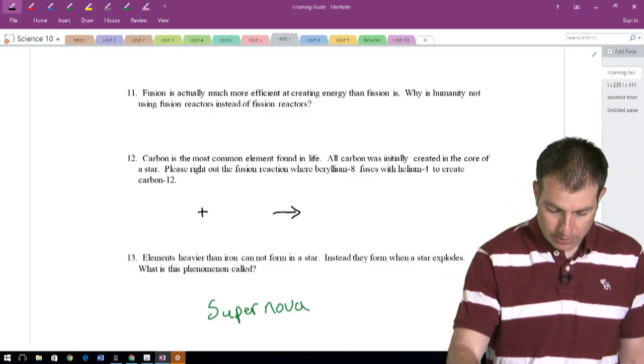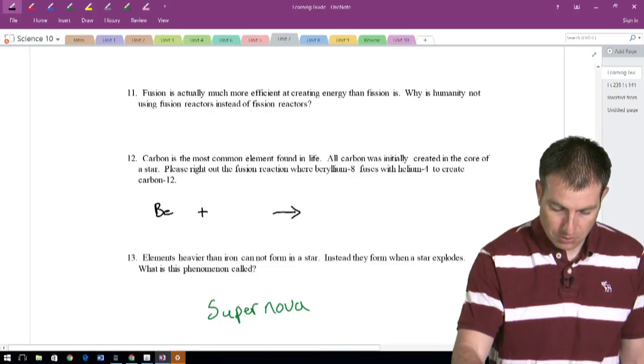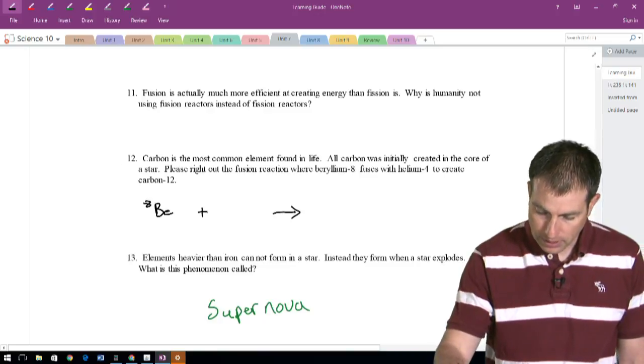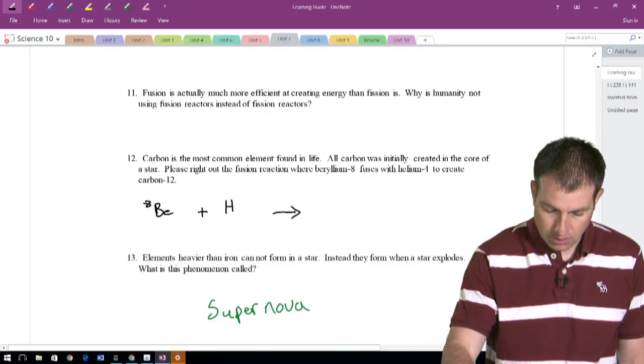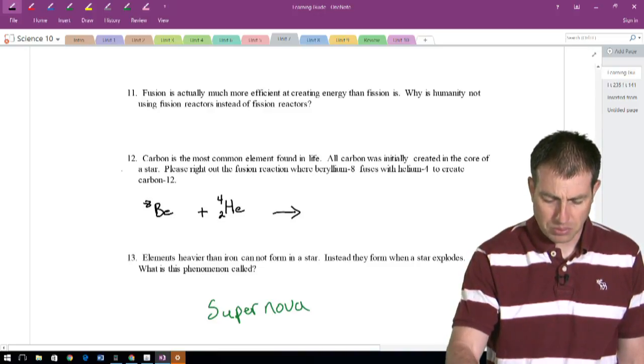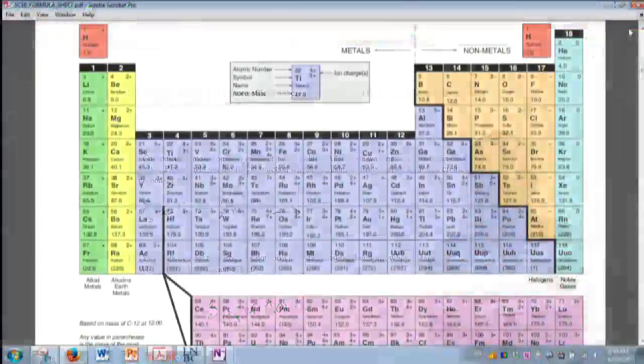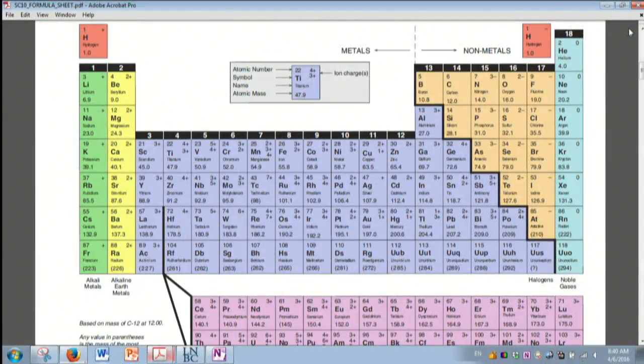So beryllium-8 is going to be Be with an 8 up here, and then helium is going to be helium with a 4 up here. Now I know that helium is element number 2. I believe that beryllium is element number 3. If we look at the periodic table here, beryllium's 4. I forgot lithium.